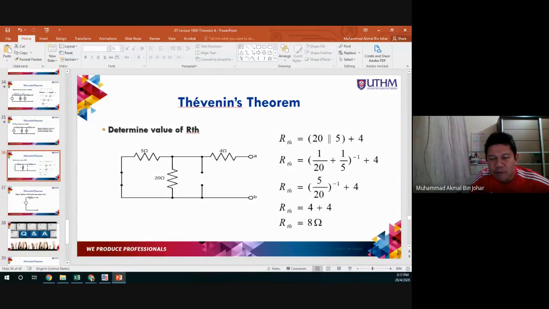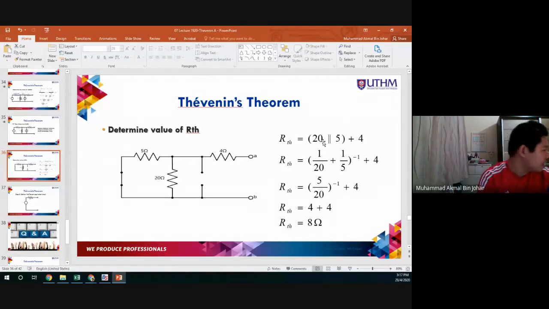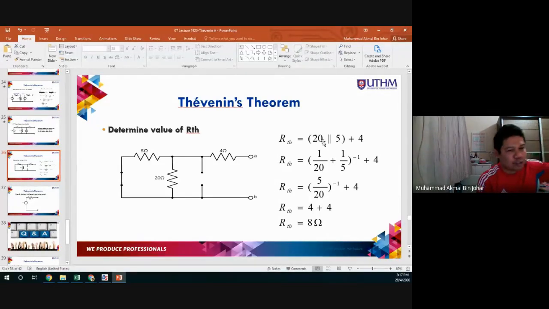Doktor, simbol parallel tu boleh guna ke dalam pengiraan nanti? Boleh. Ini memang simbol yang sebenar. Kalau you nak tulis sebagai satu equation, okay? Itu ini simbolnya. 2 double bar 20 double bar 5 ini adalah maksud parallel.